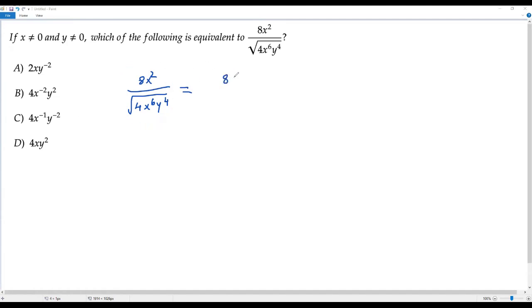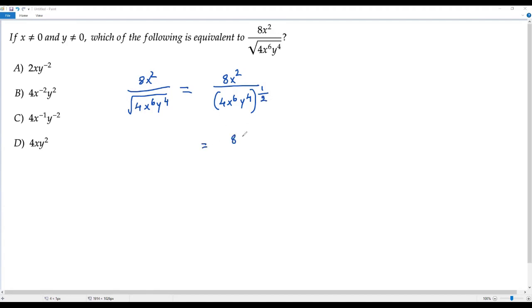Okay, let me write the numerator 8x squared as it is. And now we can write the square root as an exponent. Okay, let me do it. That is 4 times x to the 6th power, y to the 4th power. Whenever I write a radical as an exponent, it will be a fraction with numerator 1, and the denominator of the fraction will be the index of the radical. This is a square root, so its index is 2. So the denominator over here has to be 2.